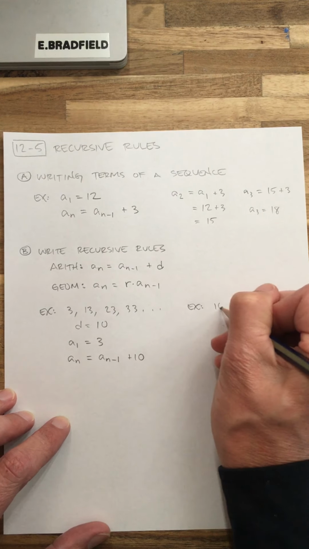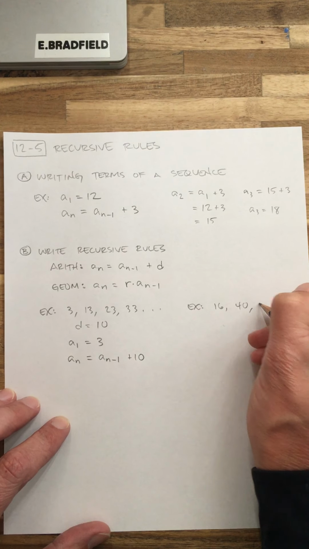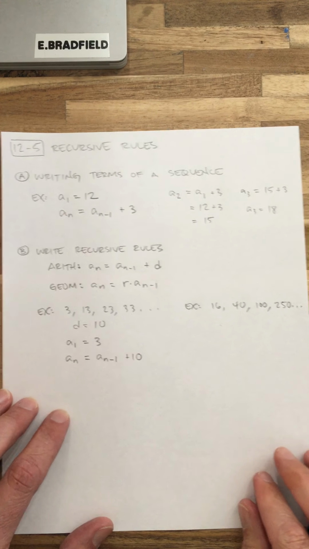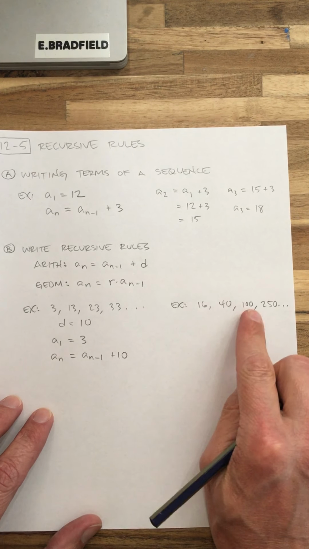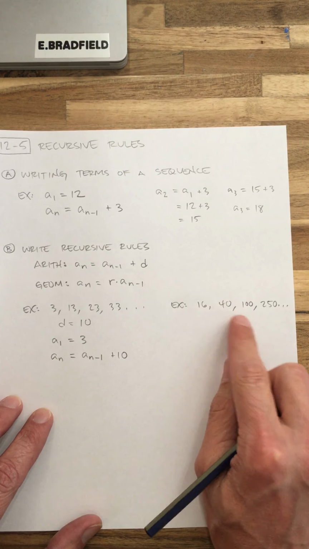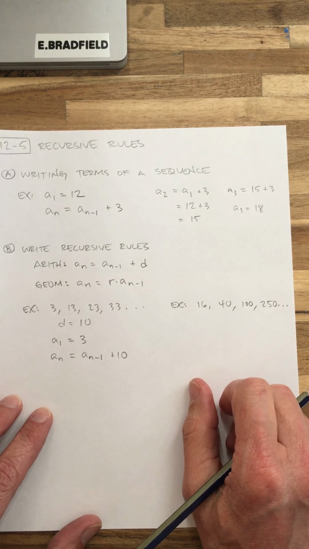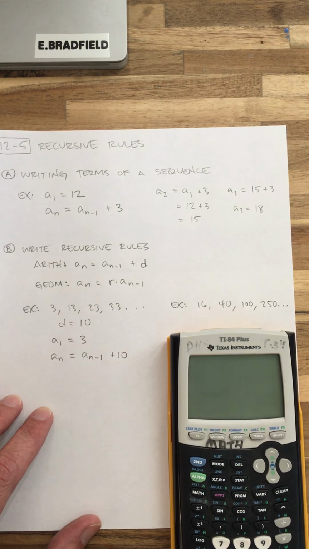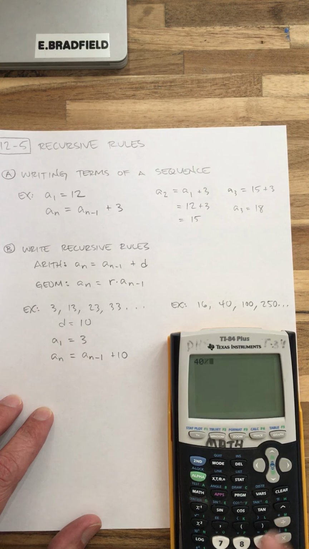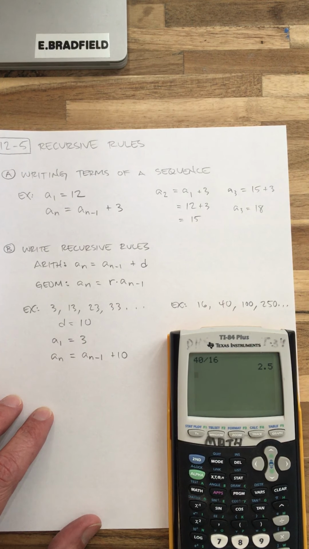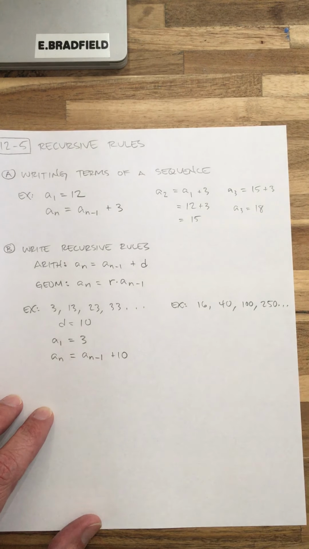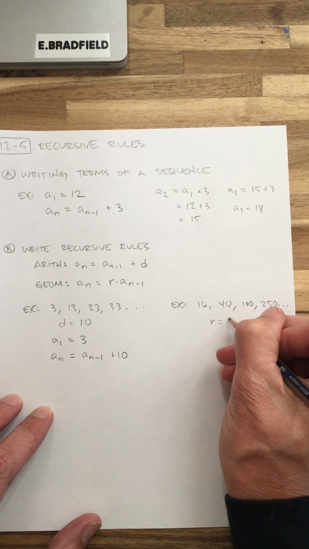Let's try another one. We have 16, 40, 100, 250, and so on. If you notice, it doesn't go up by the same amount. This goes up by 24, this goes up by 60, that goes up by 150. So it's not arithmetic. Let's just see if it's geometric. 40 divided by 16 is 2.5. 100 divided by 40 is 2.5. So it's geometric, and my r equals 2.5.